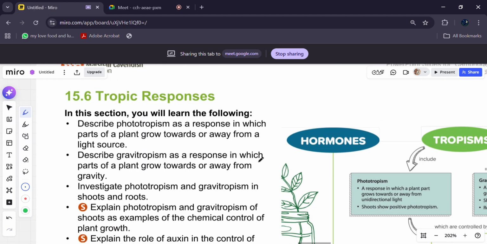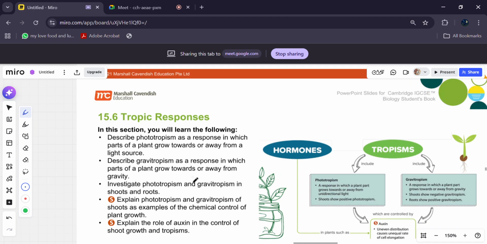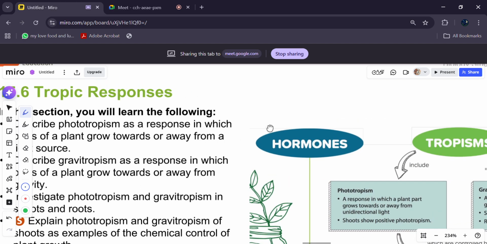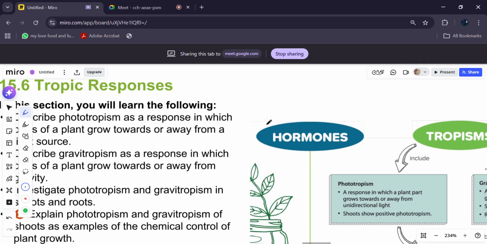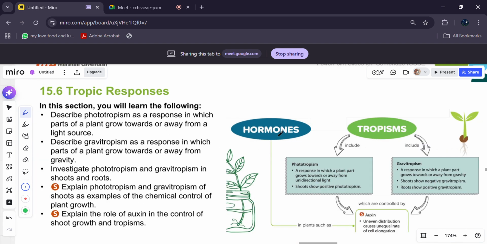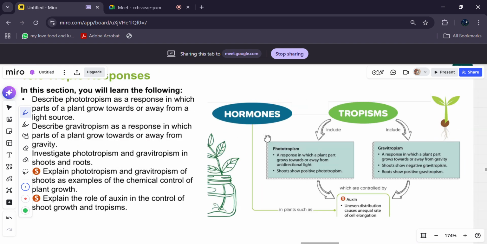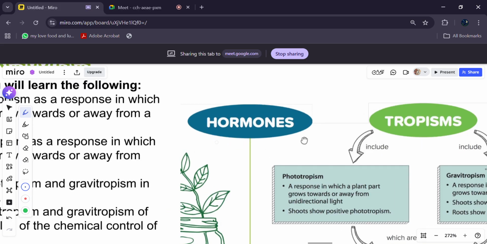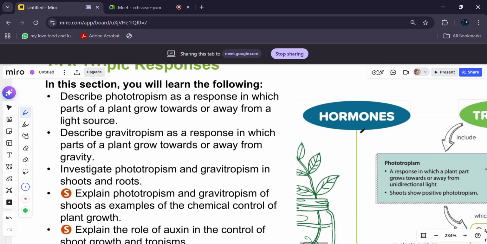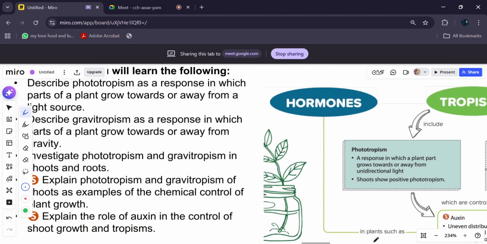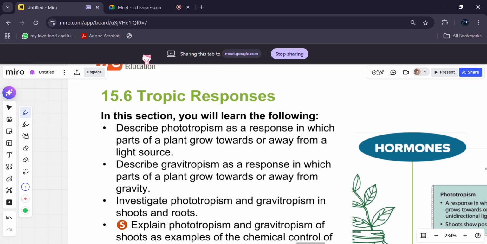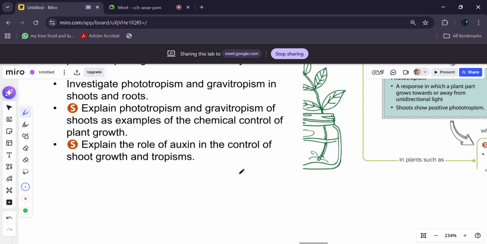Now we're going to tropic responses. In this section, we're going to describe phototropism as a response in plants. So remember, humans are not the only organisms with hormones that can react to a stimulus. Plants also have hormones that react to stimuli, and in this section we're going to learn about tropic responses.